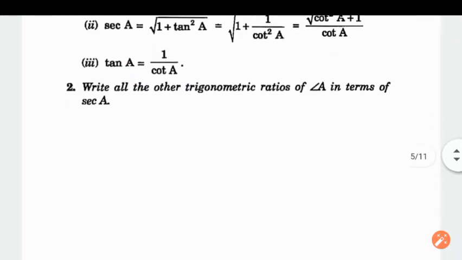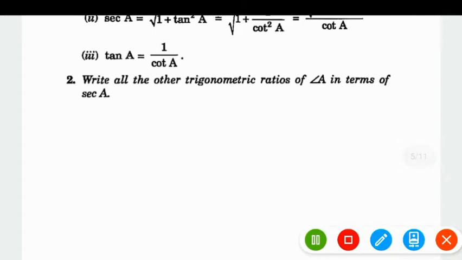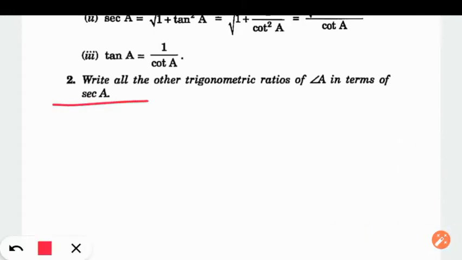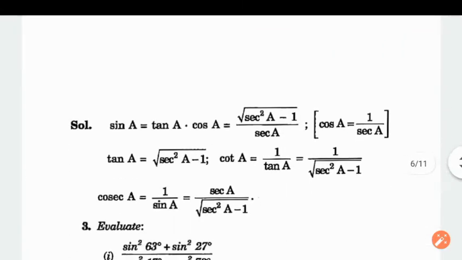Number 2, write all the other trigonometrical ratios of angle A in terms of sec A. So we need to convert sin A in terms of sec A, we need to convert cos A in terms of sec A, all the other trigonometrical ratios except sec. So let's begin with sin. We need to express sin in terms of sec.